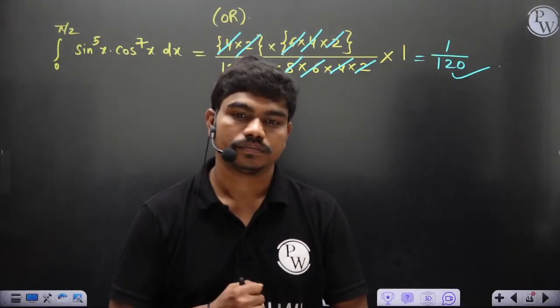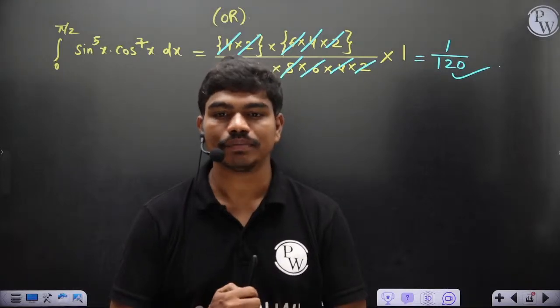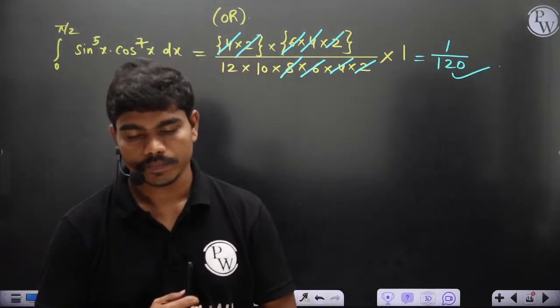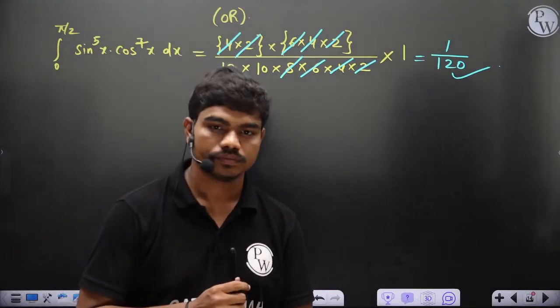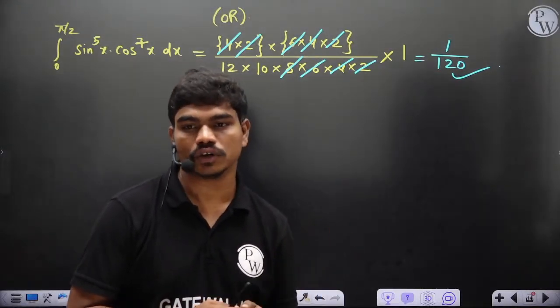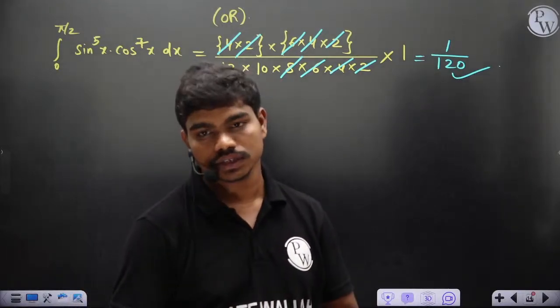Please type in the chat box, is this okay to all of you? Is this clear to all of you or not? Did you all understand basically how to apply the reduction formula and simplify the things?